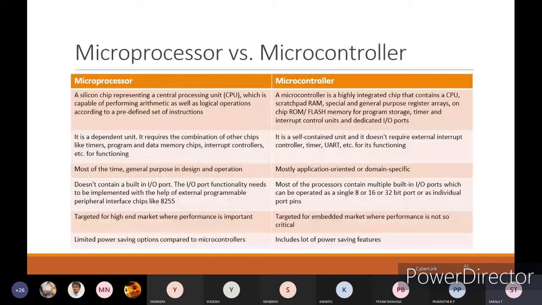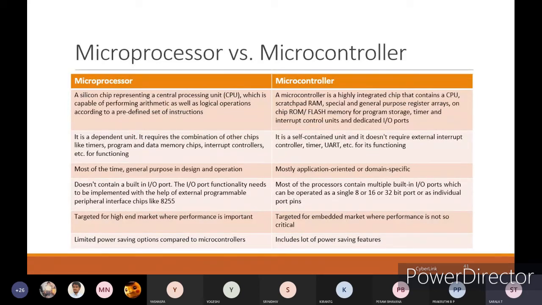You can see the difference between microprocessor and microcontroller here. A microprocessor is a silicon chip representing a central processing unit which is capable of performing arithmetic as well as logical operations according to a predefined set of instructions. With respect to predefined instruction sets, we can run micro programs on a microprocessor which can perform arithmetic and logical operations.